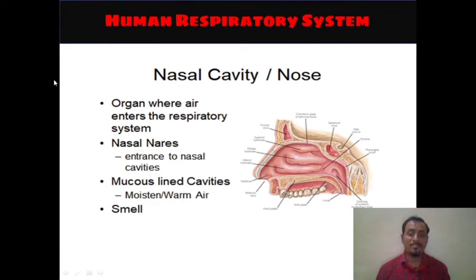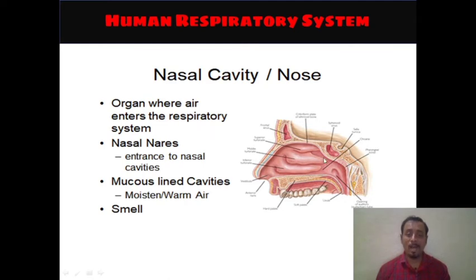The next point is the nasal cavity. How is the nasal cavity formed and how many parts does it have? It is also known as the nose. It is an organ where air enters the respiratory system, through the nasal nares, the entrance to the nasal cavities. Mucus-lined cavities moisten and warm the air according to body temperature. Smell is also one of the important functions of the nasal cavity or nose.